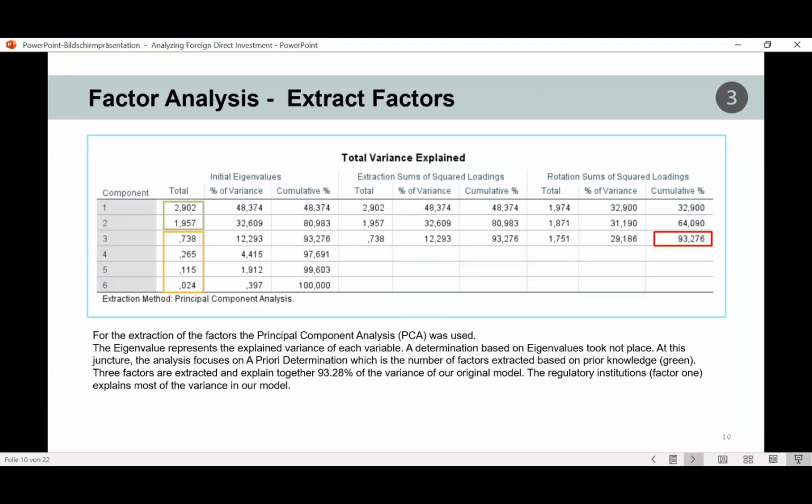The next step of our analysis is about extracting the relevant factors. We focused on an a priori determination, which means that the number of factors extracted is based on prior knowledge. The 3 factors extracted, namely regulatory institutions, political institutions, and border compliance, explain 93.28% of the variance of the original variables, and therefore bundle over 90% of the original information. Factor number 1, the regulatory institutions, explains most of the variance in our model, more precisely 32.9%.